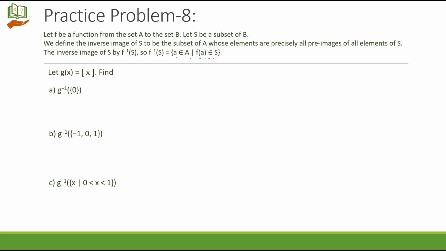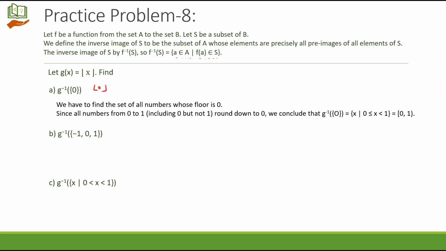So they have given the image. Using the inverse function we are going to find the subset S that belongs to the domain A. We have to find the set of all numbers whose floor value is 0. Since all numbers from 0 to 1 including 0 but not 1, because when you include 1 the floor value of 1 will not be 0 anymore. From 0.1 till 0.9 everything will be going for 0 in case of floor.